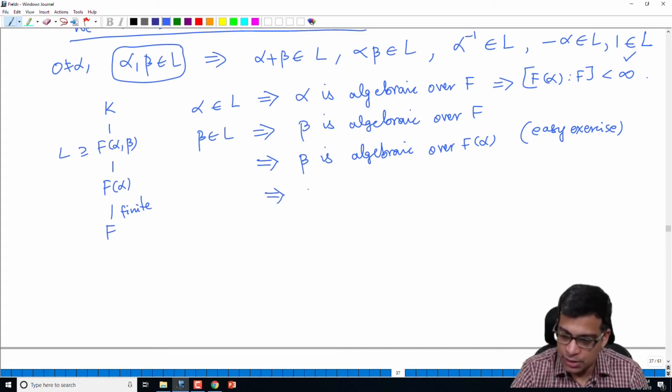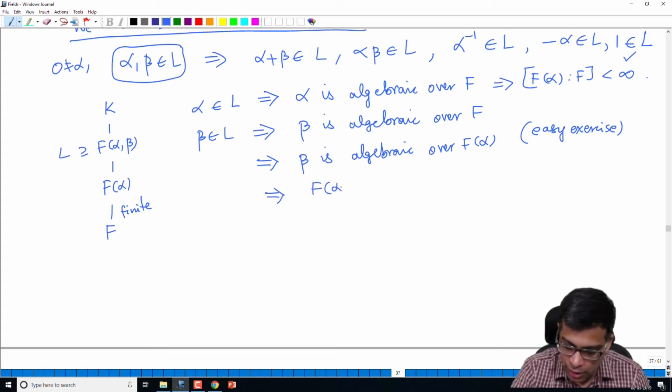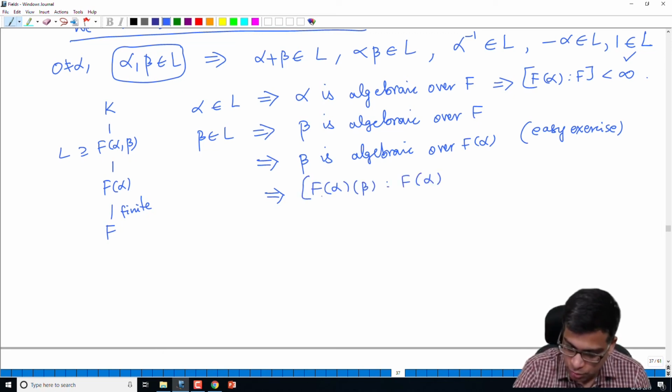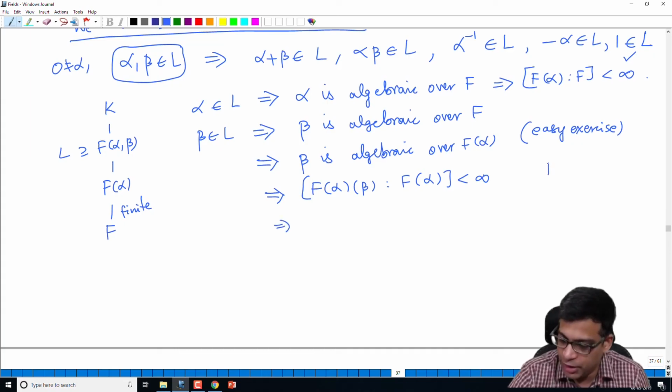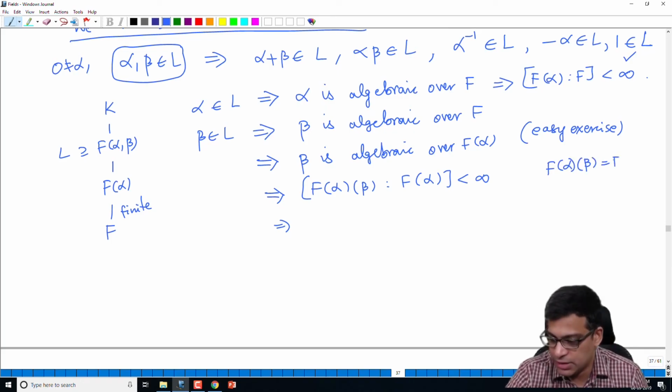That means F alpha beta colon F alpha is finite. This is the same statement. Alpha algebraic over F means F alpha colon F is finite. Beta algebraic over F alpha means F alpha bracket beta colon F alpha is finite. But that means, and this is also an easy exercise, F alpha bracket beta is just F alpha beta.